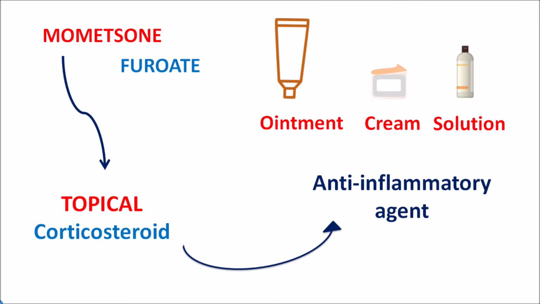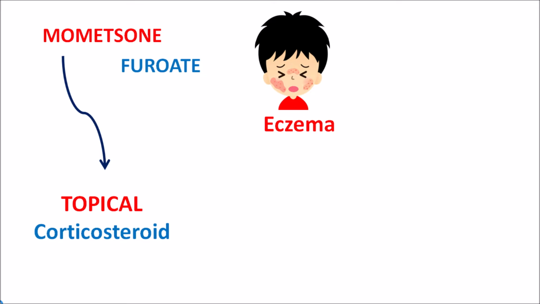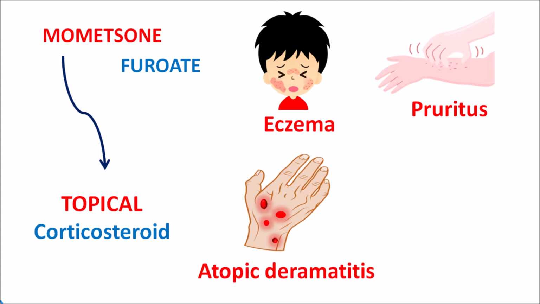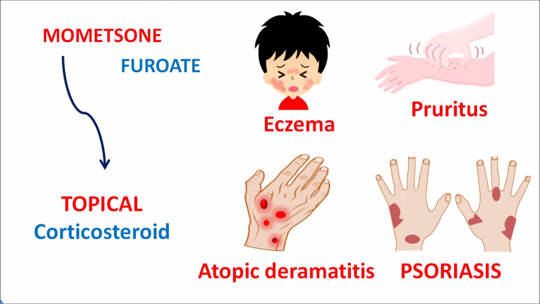So this drug can be indicated in the treatment of inflammatory skin disorders such as eczema, pruritus, where itching, swelling and redness of the skin can be observed, atopic dermatitis, even psoriasis. In all these skin disorders, mometasone furoate can be used by topical route to reduce the inflammation, swelling and redness of the skin. Apart from these skin disorders, mometasone furoate can be used as nasal spray for the treatment of allergic rhinitis. But today in this video, we are going to see how this mometasone is used as a topical corticosteroid.